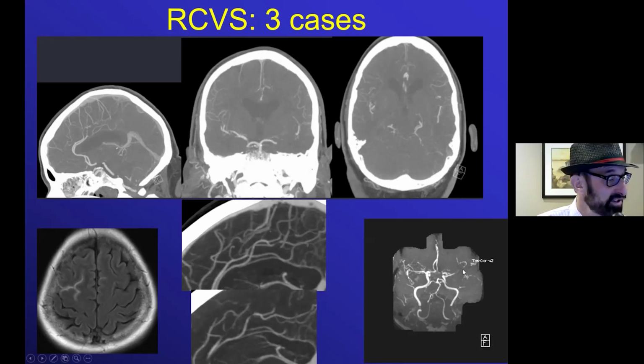And you can see just how narrowed that may be in the MCAs, for example, or the A1 segment on this patient, and also on some of these examples. Note that with RCVS, there may be some element of subarachnoid hemorrhage that is associated with the RCVS, seen here as the lack of suppression of the CSF on the FLAIR image.